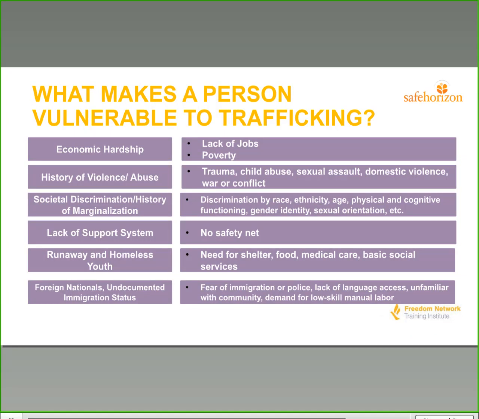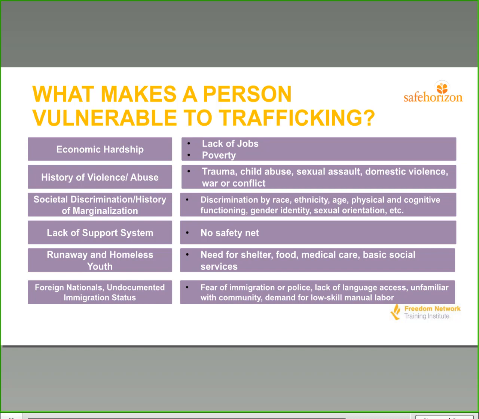So what makes a person vulnerable to trafficking? I really want to highlight just a couple of them. Of course, there are many different vulnerabilities that individuals experience. Economic hardship is certainly one of them. Economic hardship is particularly important for foreign national survivors, so those who are coming from another country.